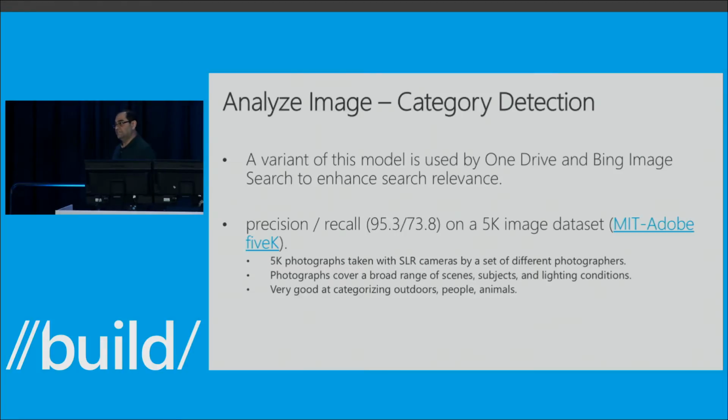95% precision and 73% recall. What it means is that about 3/4 of the images in that data set, we are able to recognize some category in it, and the precision is pretty high. So that's about category detection. Let me move on to a different area.